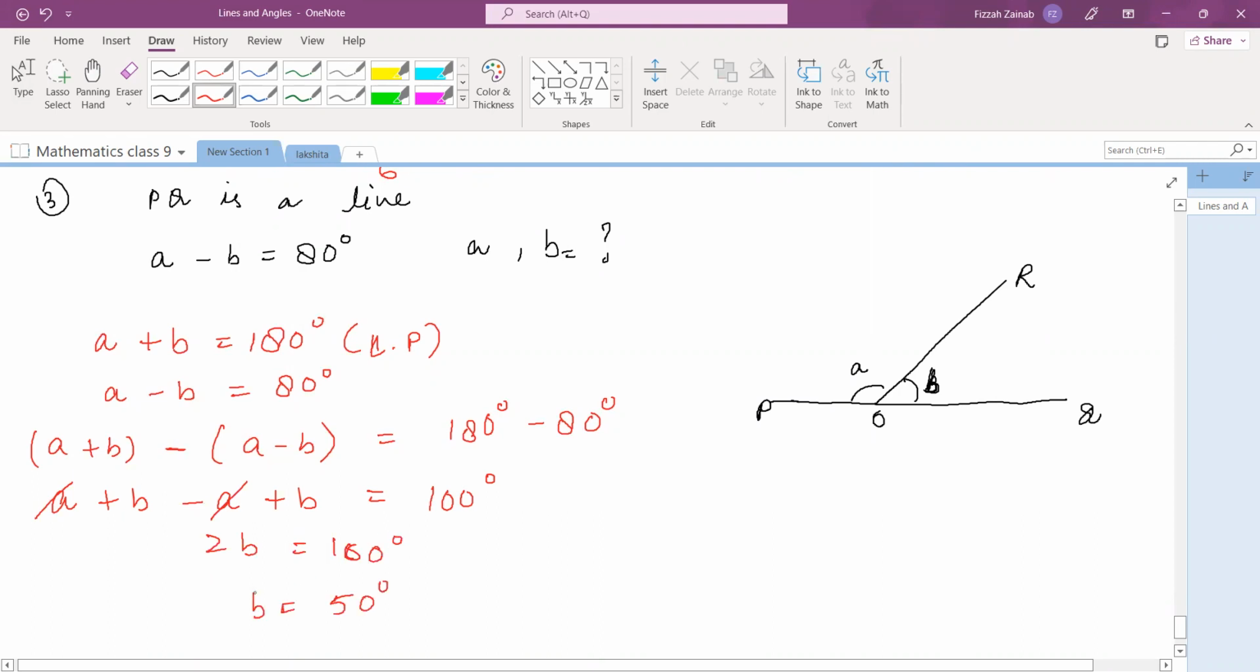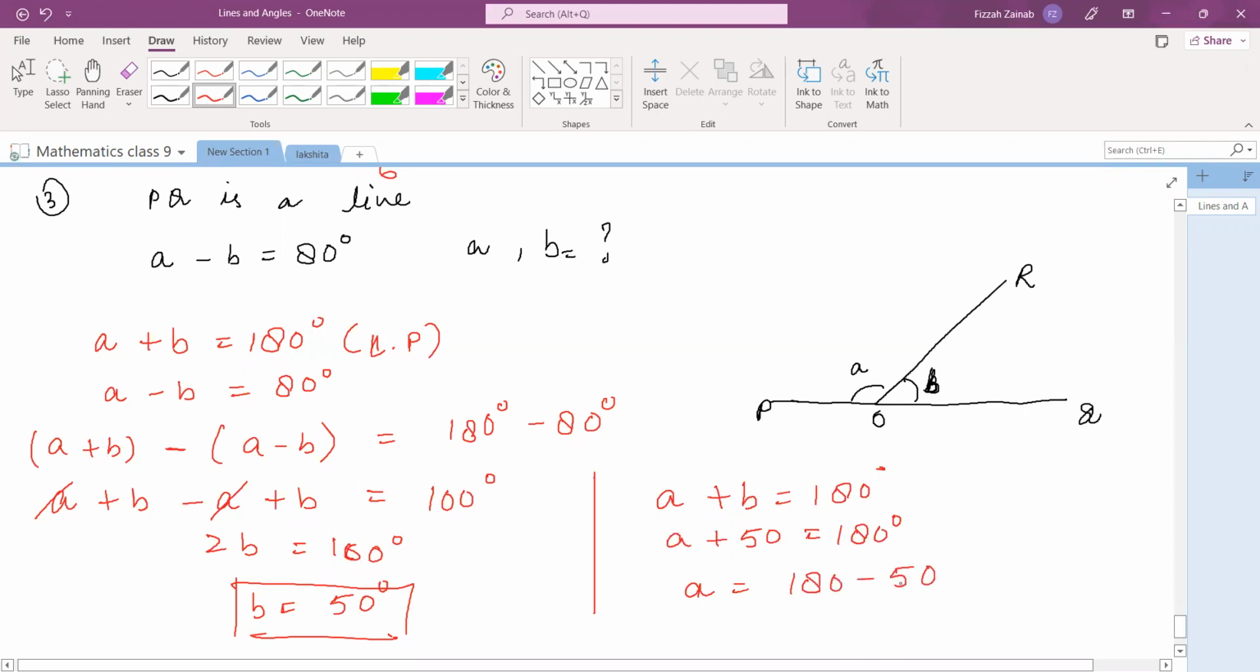Correct? So now I have got one angle. B is 50. Now you put this B, 50, anywhere. Now I have A plus B is equal to 180 degrees. That means A plus 50 is equal to 180 degrees. This becomes A equal to 180 minus 50, and A is equal to 130 degrees, right?